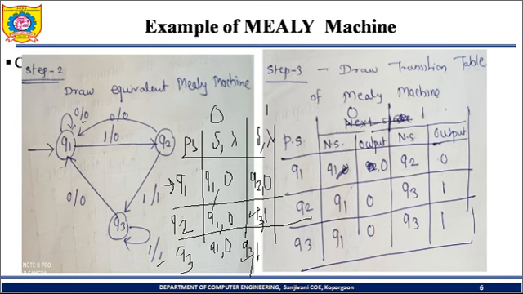First of all we need to draw the transition diagram for the given transition table of the Mealy machine. After that we need to draw its equivalent Mealy machine transition diagram, and we need to assign its output to the transition, and finally we need to draw the transition table.